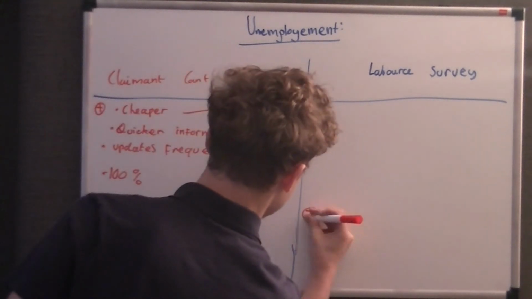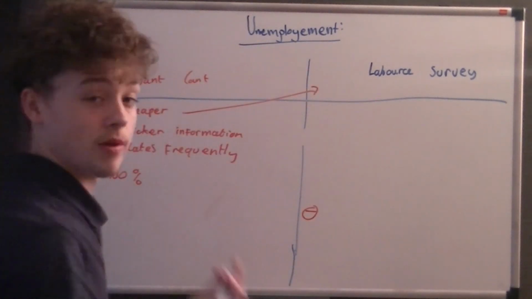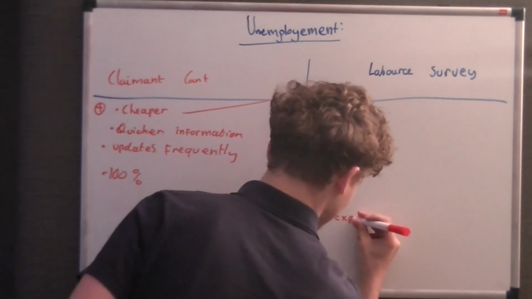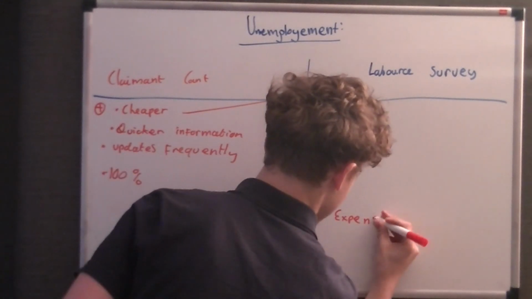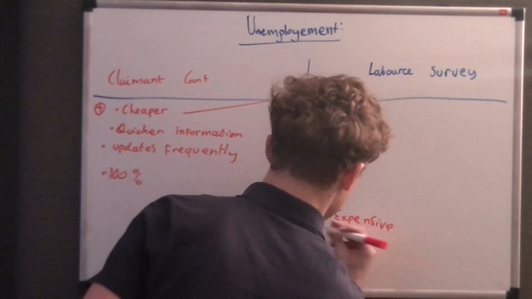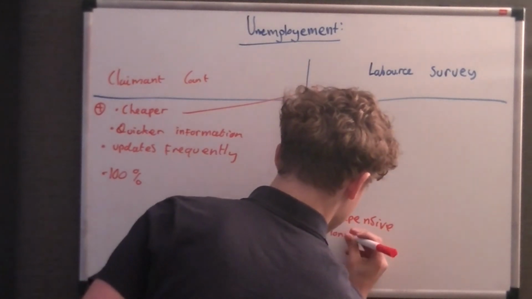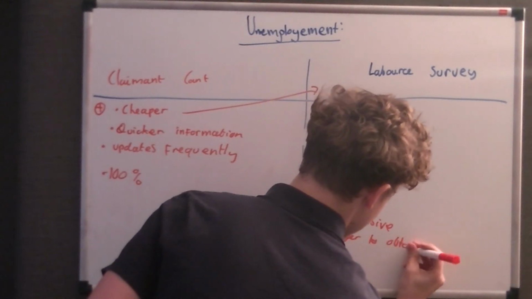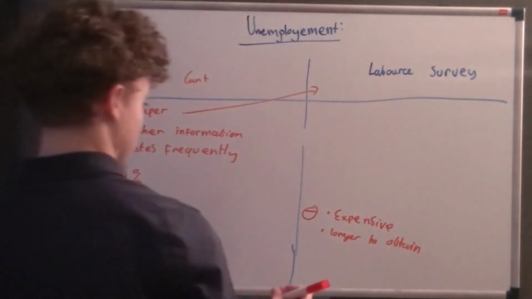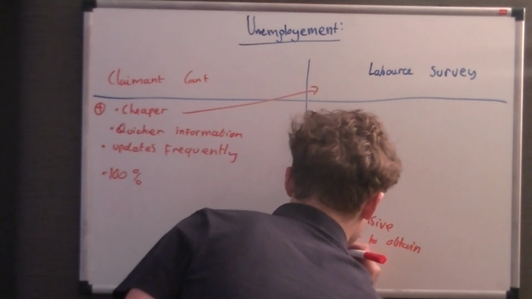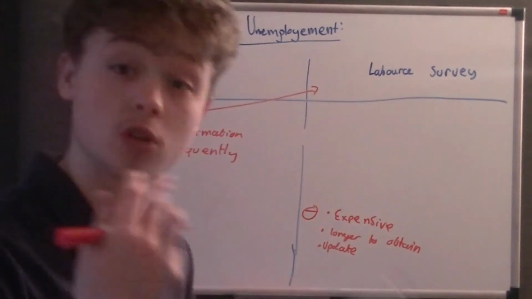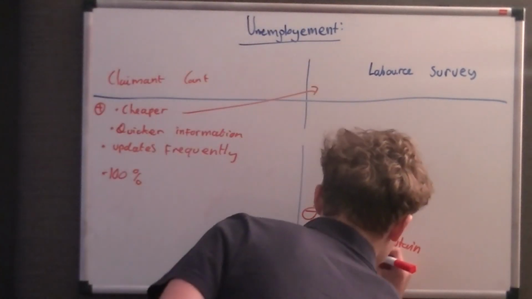So if we do the disadvantage, obviously, if you're surveying people, it's going to be more expensive, as we said. So expensive. The information is going to take longer to obtain. It's going to update less frequently. It's going to be more expensive and time consuming, so you're not going to want to do it as often. Updates less frequently.